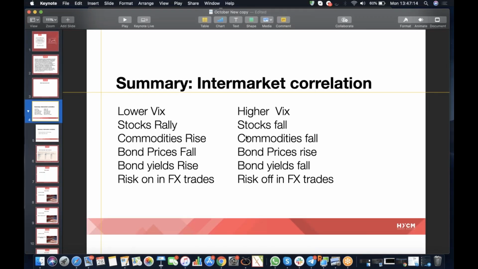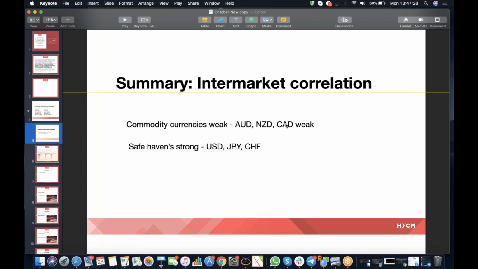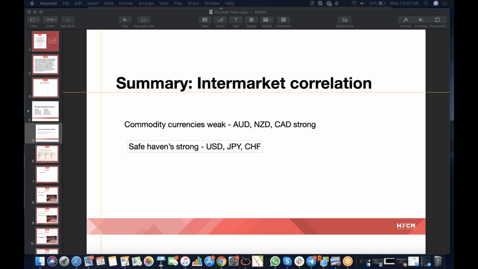So we're seeing at the moment this risk on scenario. Volatility is dropping, stocks are rallying higher, commodities are rising higher, bond yields are rising. This is a risk on scenario. Now, in a risk on scenario, we'd expect the Aussie, New Zealand dollar and CAD to be stronger, and we expect the US dollar, Japanese yen, and Swiss franc to weaken. So that's broadly what we're seeing in the markets at the moment. We are seeing that sort of risk on sentiment flowing through the markets.